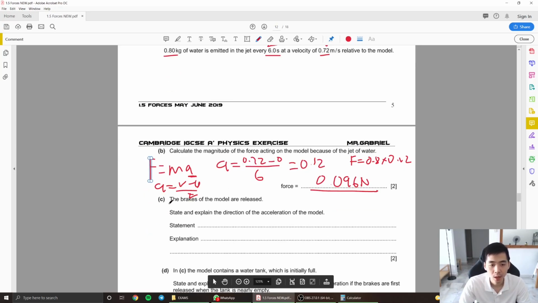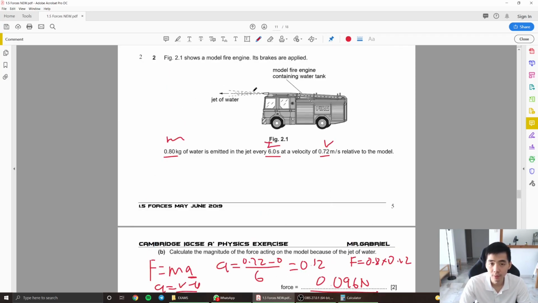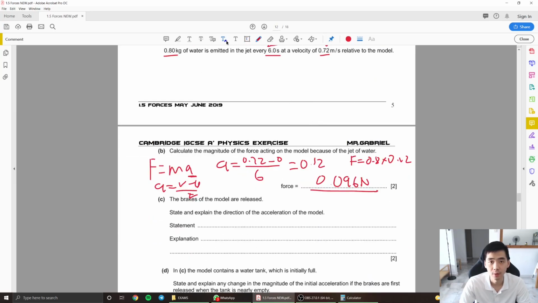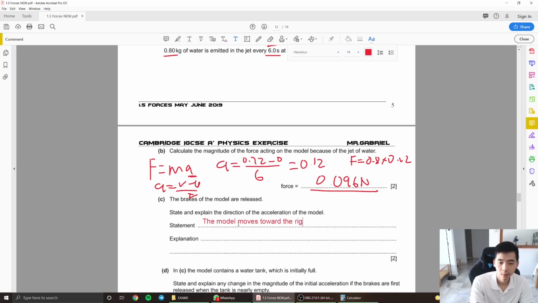0.096 newtons. The brakes of the model are released. State and explain the direction of the acceleration of the model. Obviously, if the water is rushing in this direction, once I release the brakes, this thing here is going to move towards the right, right? So your statement is that the model moves towards the right. An explanation is because the resultant force due to the water jet pushes it towards the right.